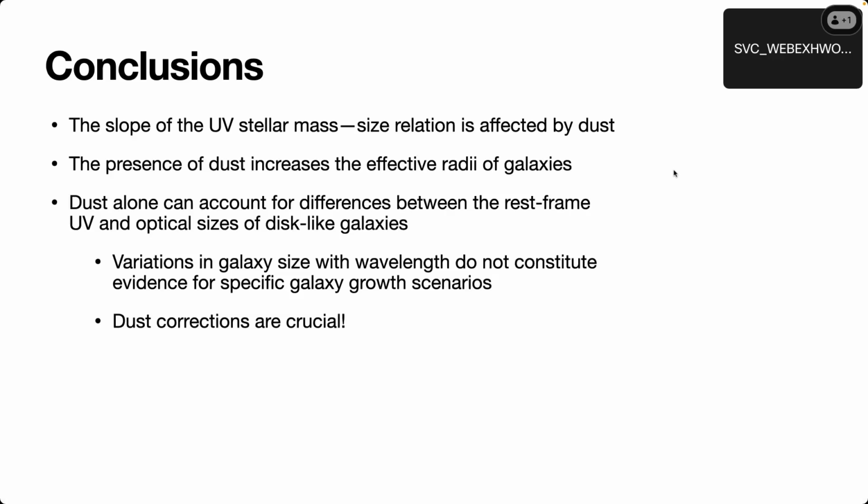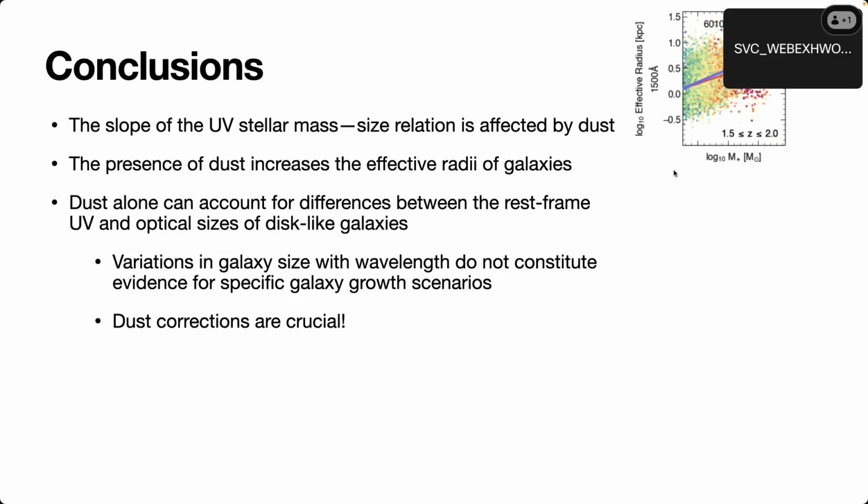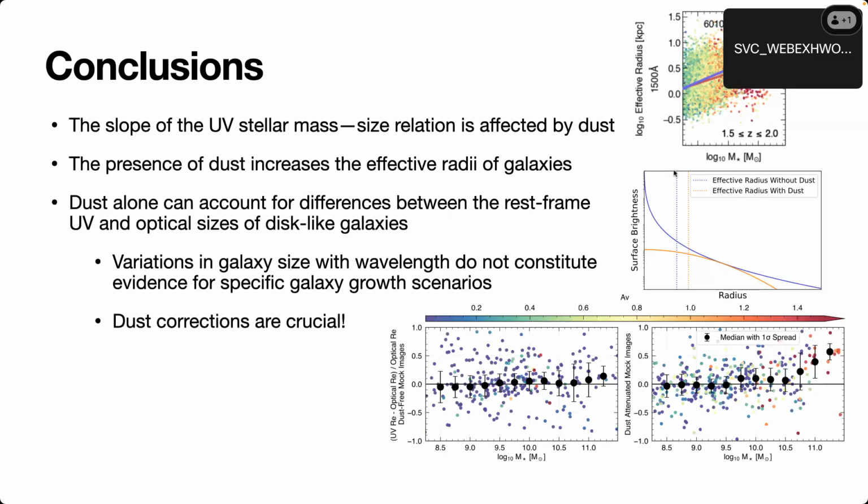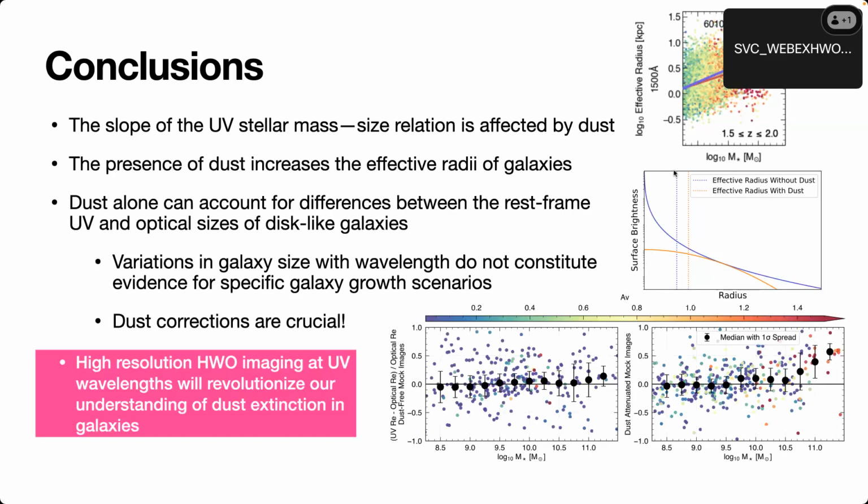So I just want to conclude. I showed you that the slope of the UV mass-size relation is affected by dust. I showed you that the presence of dust increases the effective radii of galaxies. And I showed you that dust alone can account for the differences between the rest-frame UV and optical sizes of disk galaxies. And I'm very excited with HWO. I think it's going to absolutely revolutionize this area of research. Thanks so much. Happy to take questions.